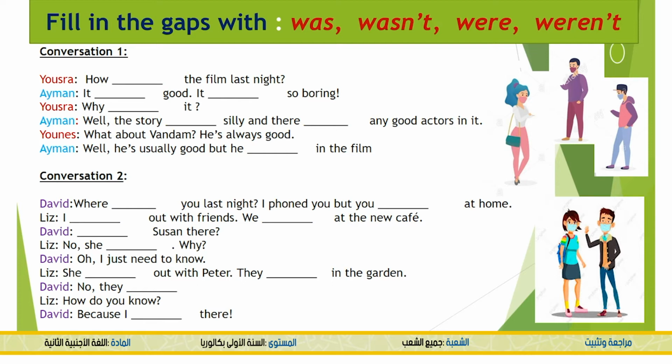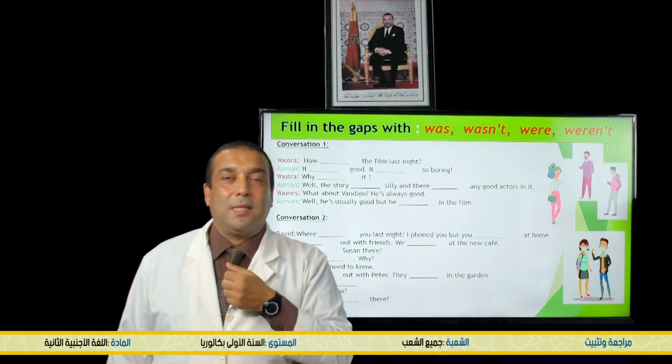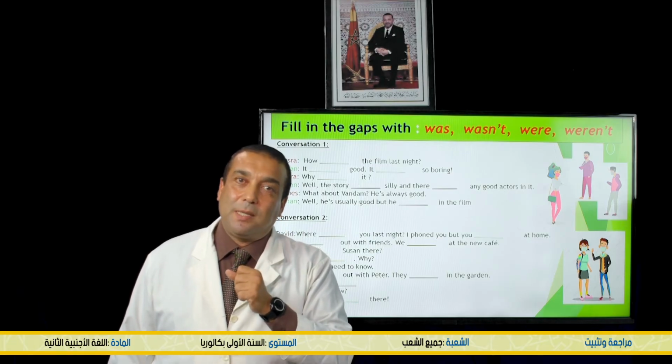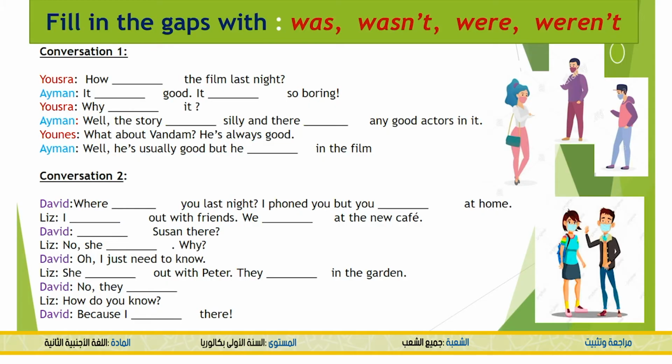In conversation number 1, we have 3 teenagers. We have Yusra, and we have Ayman, and we have Yunus. Look at the picture. Yeah, by the way, they're wearing masks. Yes, they're protecting themselves. Please, dear students, do not forget to wear your masks. Very important these days. Right. Have a look at this conversation.